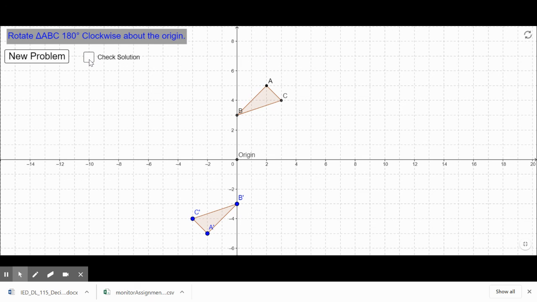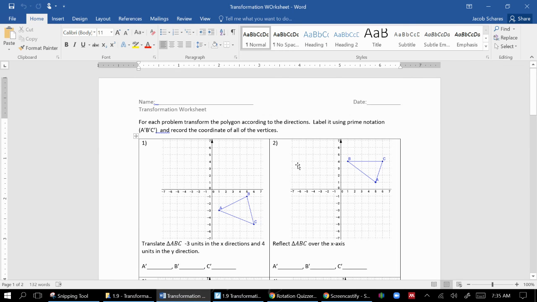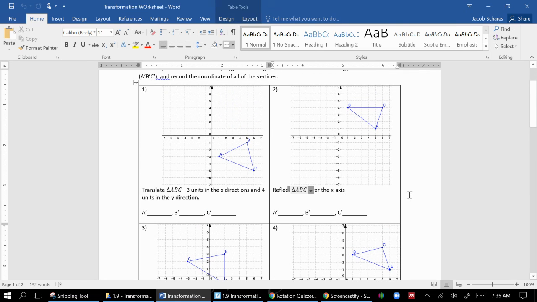This one's definitely the hardest, so take your time on those, try them out. The final thing you're going to get today is this worksheet. This is pretty much the exact same thing you've just been doing, except it's on paper instead of on the computer. So you've got a triangle to start with. It's going to say translate it and then write down the coordinates of the new one. I need to see a picture on here of your new triangle, and I need to see the coordinates written down.